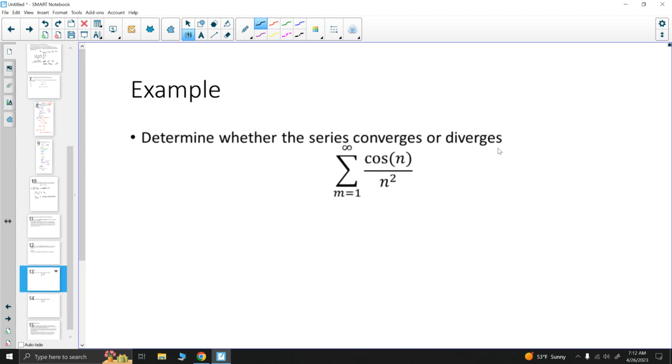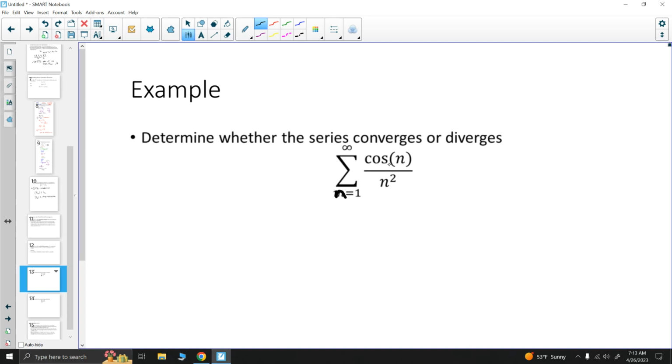Determine whether the series converges or diverges. Okay, that's a typo. That should be n. It's really close on the keyboard. All right, so we have our sum, n equals 1 to infinity, of cosine n over n squared.